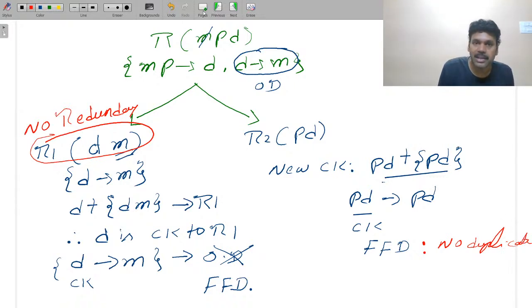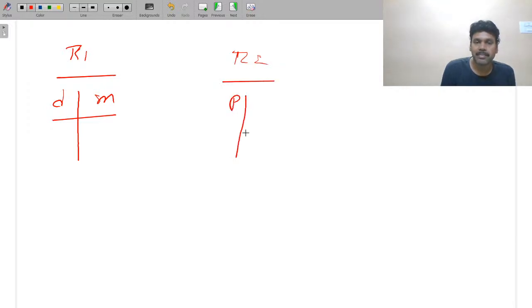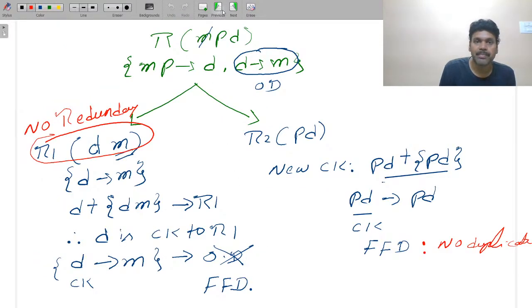Let me write the data this time. R1 is DM. And R2 is PD. And the dependency is D implies M. And here dependency is PD implies PD. Okay. So D, we made it as a candidate key. PD, we made it as a candidate key. So let us post the data.